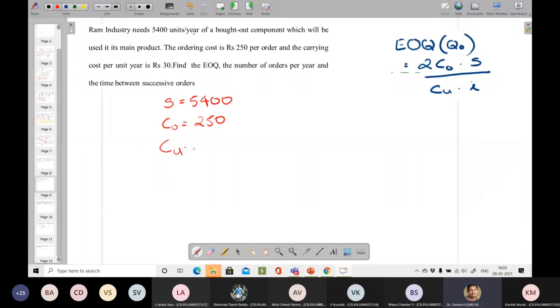So you can calculate EOQ, the Q naught. Q naught will be the square root of 2 into 250 into 5,400 divided by 30. What's the value? Can someone substitute it and get me the value?